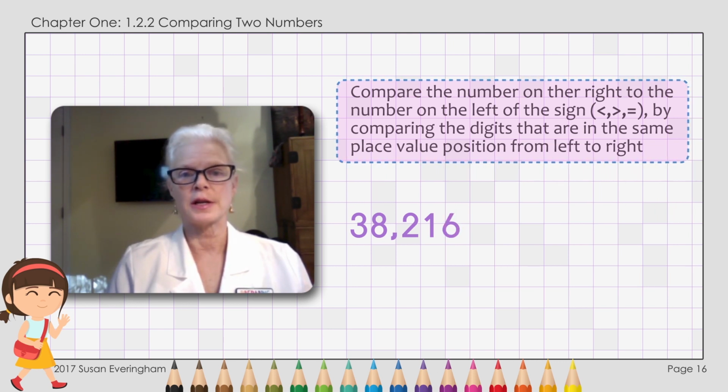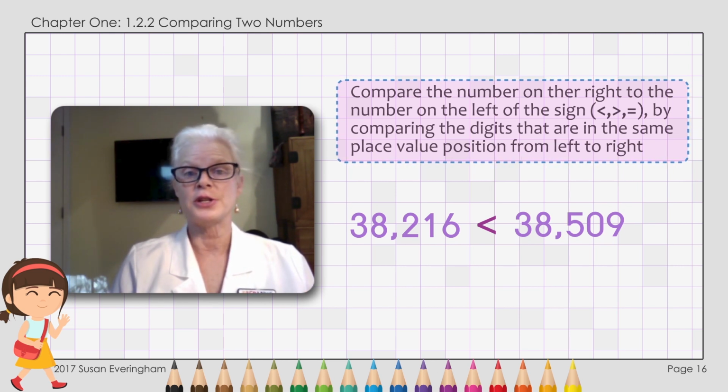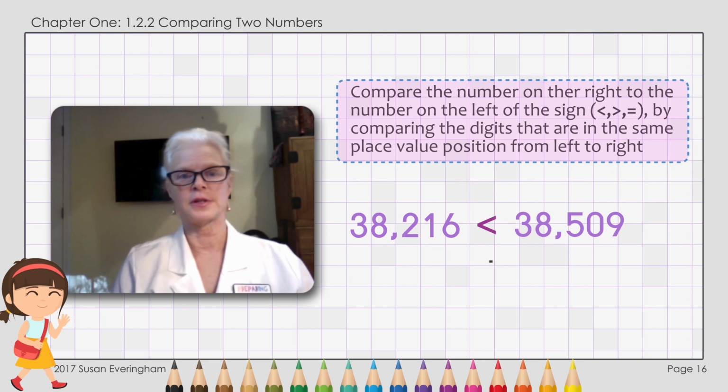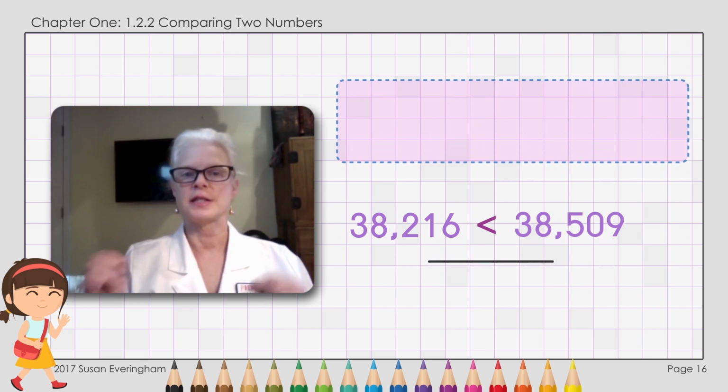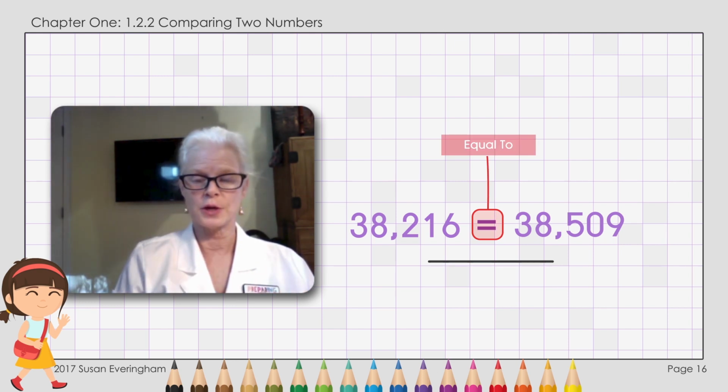38,216, which in our example is less than 38,509. And the way that we judge these two numbers from left to right is to study the place values and find out if they're equal to, greater than, or less than.